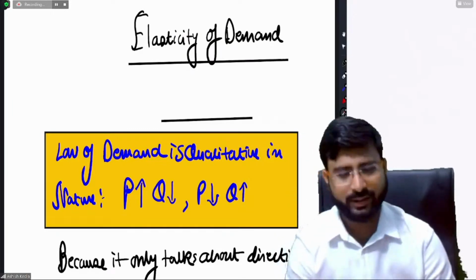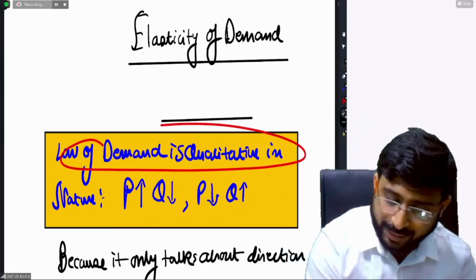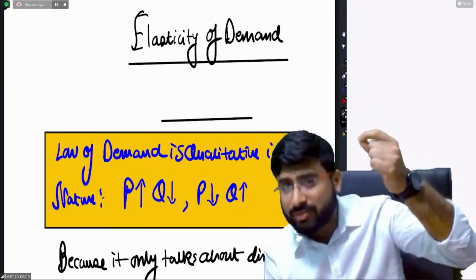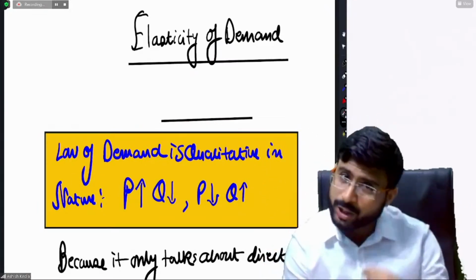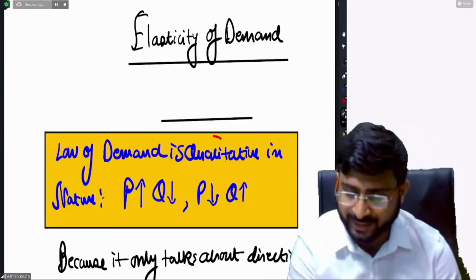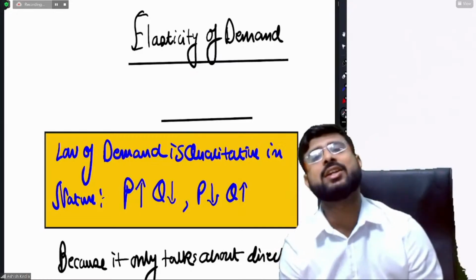So yes, you are correct that law of demand is qualitative in nature, because it tells us that rise in price will result in fall in demand, or fall in price will result in rise in demand, but it does not tell us by how much. That is why we call it to be qualitative in nature.